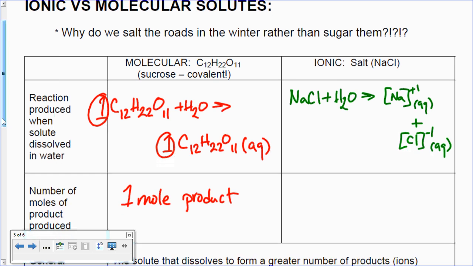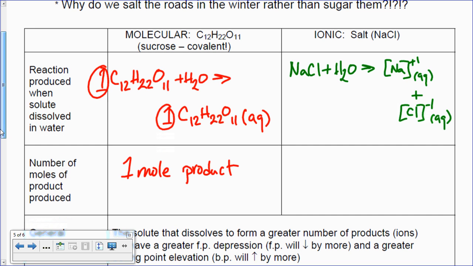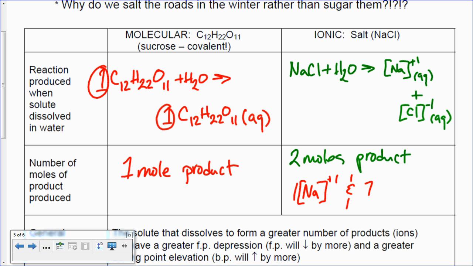So the number of moles of product produced here, we took 1 NaCl and we made 1 Na+1 and 1 Cl-1. So that's 2 moles product. So you can see right away we got 2 moles of product produced by adding 1 molecule to the water.